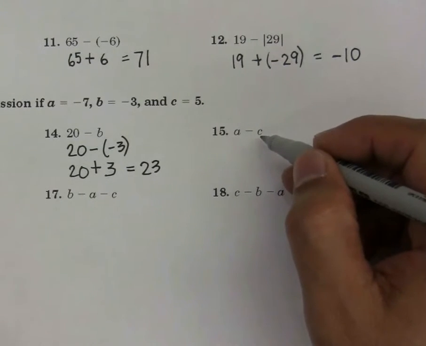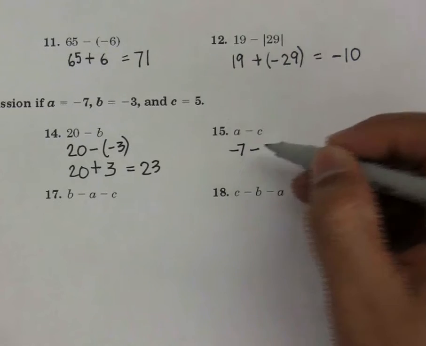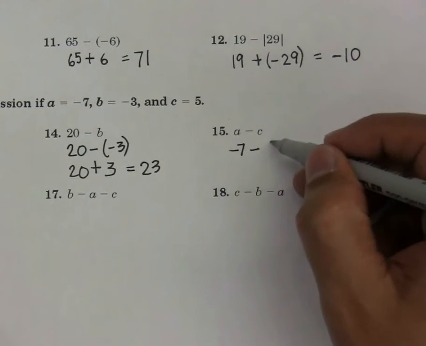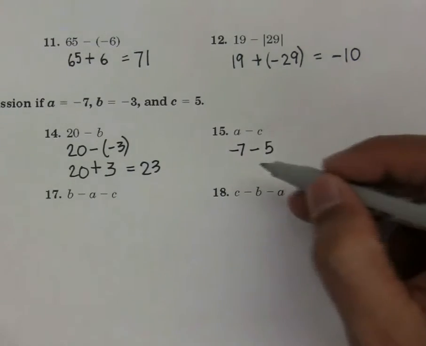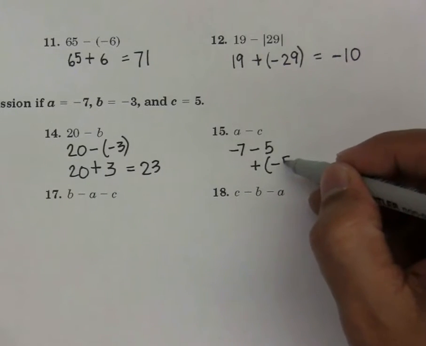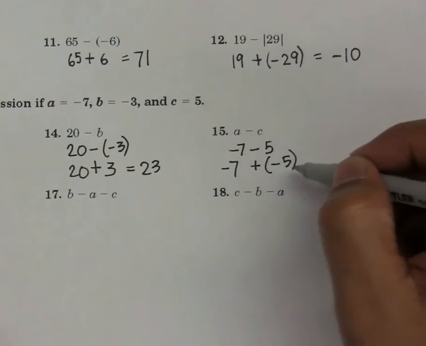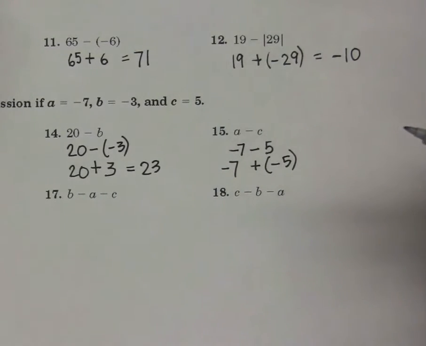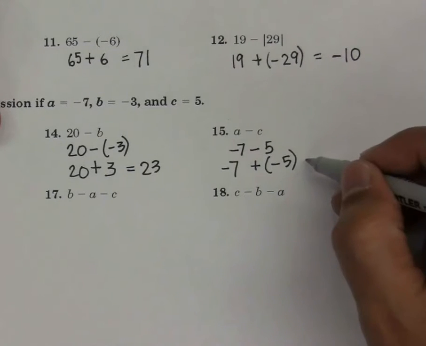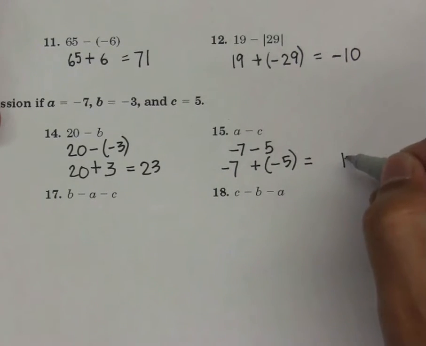A minus c, where a is negative 7 and c is 5. To subtract, add the opposite. Negative 7 plus negative 5. When we add numbers with the same sign, we just add the absolute values and keep the sign.